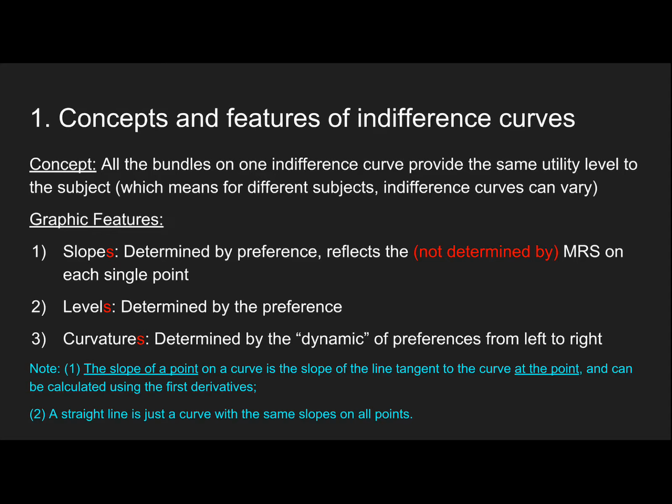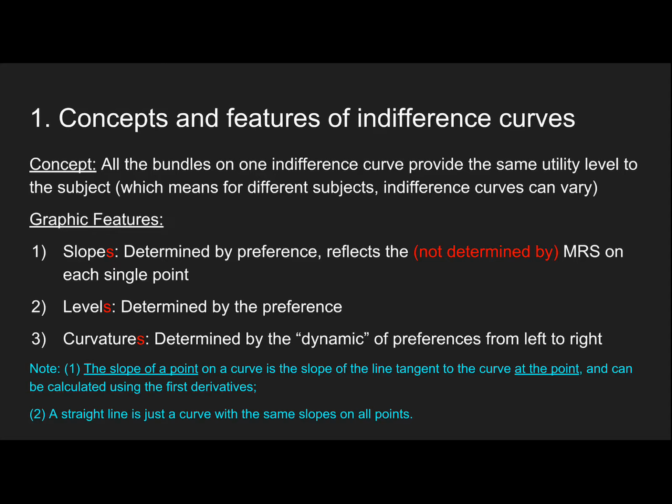Okay, so the graphic features which I want to clarify. I think from the textbook you'll know some features about indifference curves, and here I just want to say when we are looking at an indifference curve or a series of indifference curves, there are 3 features we want to focus on. The first will be the slopes, and I use slopes instead of slope. I put an S here because even on one indifference curve there are many slopes.